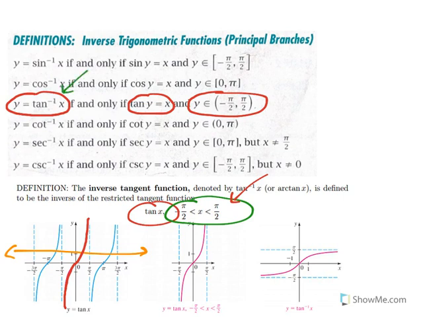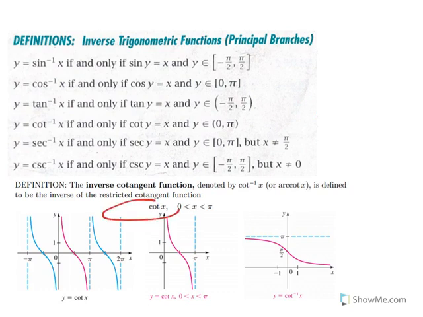So the inverse tangent function is defined as follows. y is equal to the inverse tangent of x if and only if y is the angle between negative pi over 2 and positive pi over 2, such that tangent of y is equal to x.